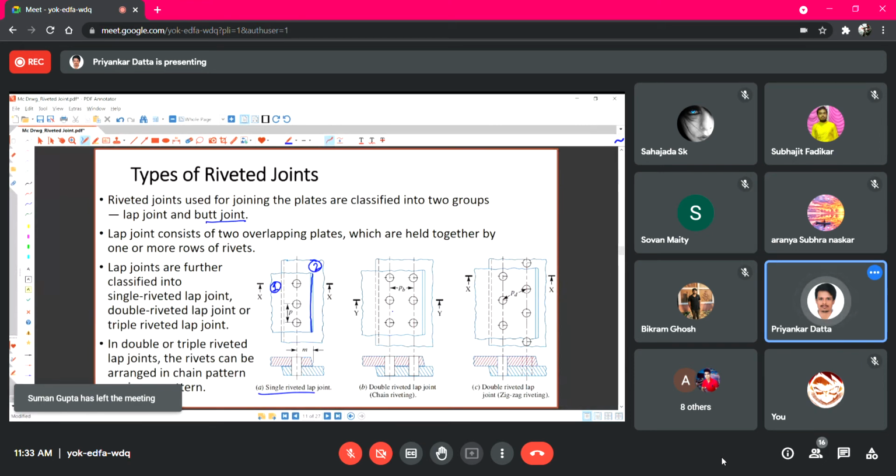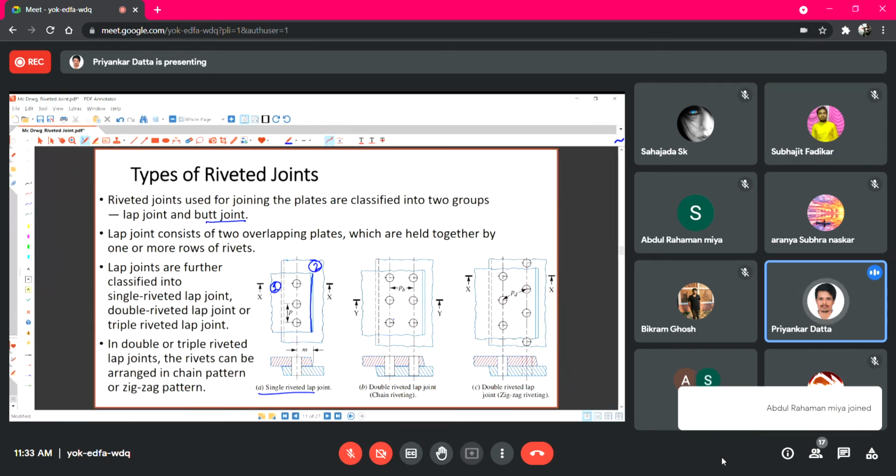And in many cases, more than one row is possible, 2 or 3 rows are possible. So if 2 rows are used, then it is called double riveted lap joint. Now double riveted lap joint again is classified in two parts. One is your chain riveting and another one is zigzag.